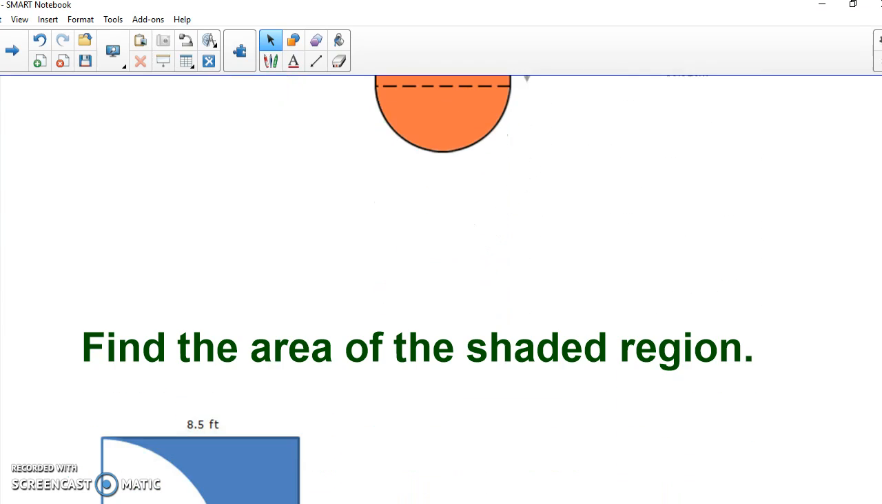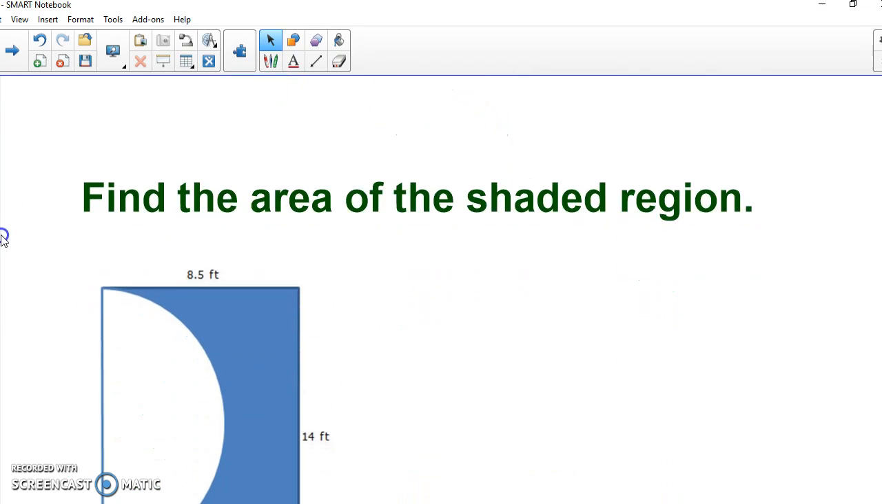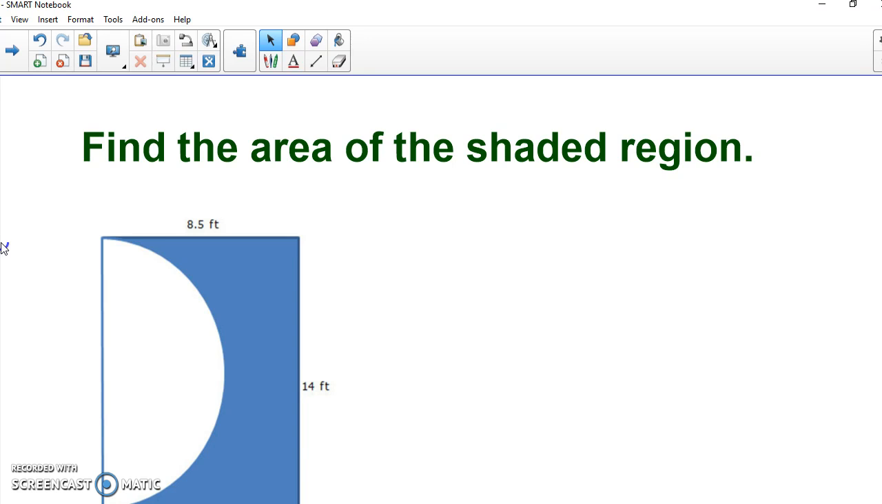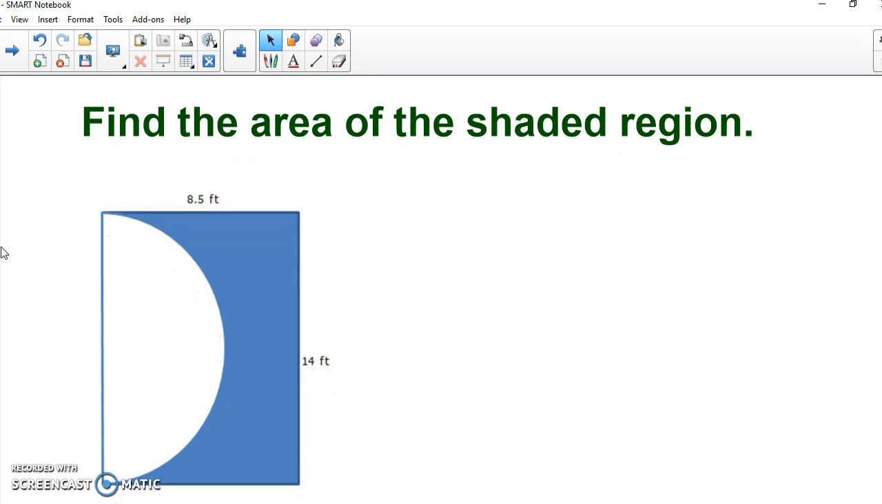Now, let's go to the next problem. Now, in this problem, they're asking you to find the area of the shaded region. First, you're going to look at the composite shape, and I'll work this one through with you. I observe that there's a rectangle, so it's okay to draw a rectangle. I find a pen right here, and I'll draw my rectangle.